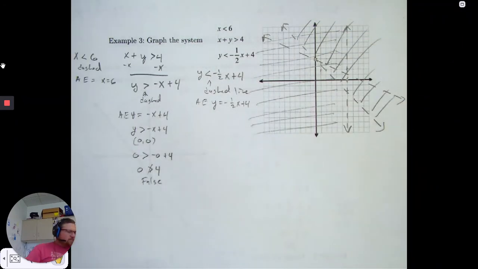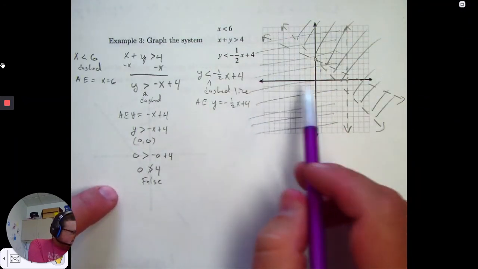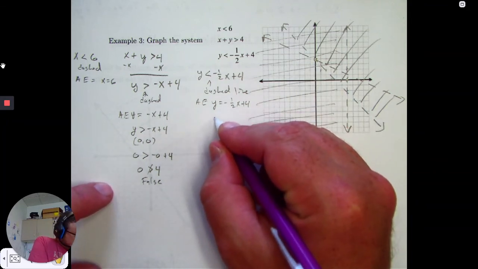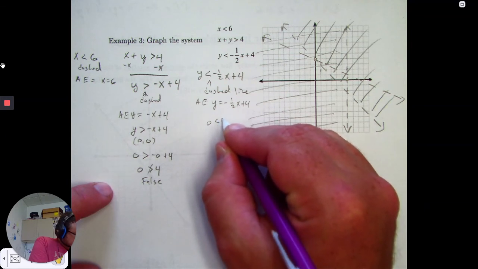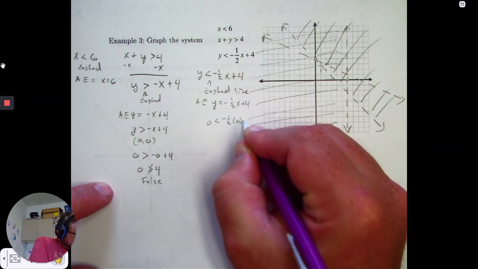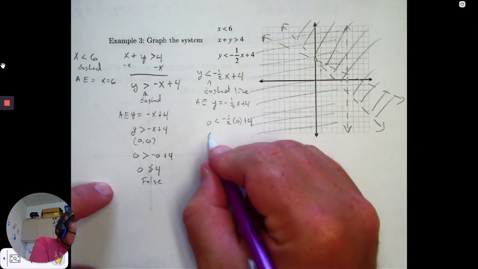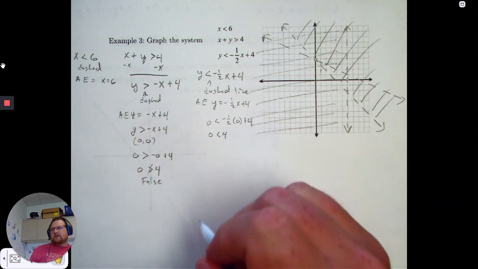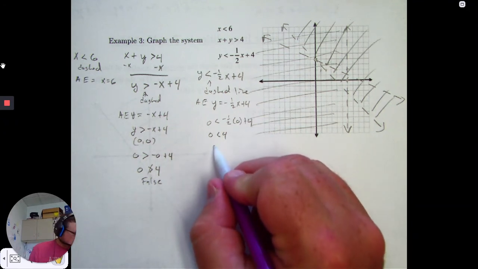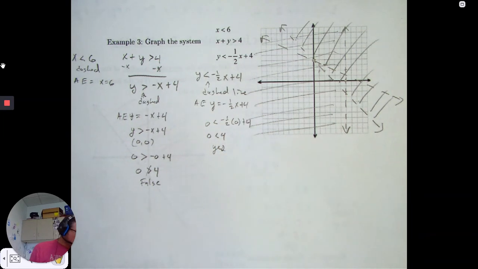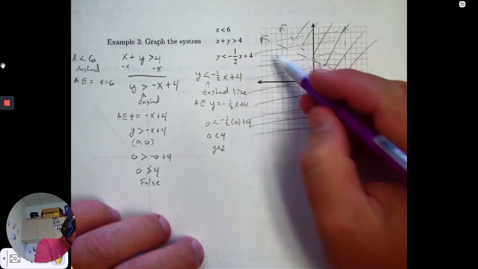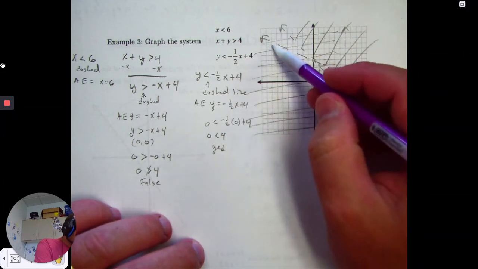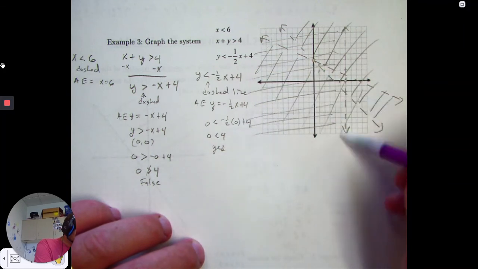Okay. And again, we need to test a point that's not on that third line. So again, 0, 0 is an easy one to test. So is 0 less than negative 1/2 times 0 plus 4? So is 0 less than, that's 0, 4. So is 0 less than 4? My answer is yes. So that means I have to fill in below this. This is our line right here that we're looking at, and we have to fill in right below this.